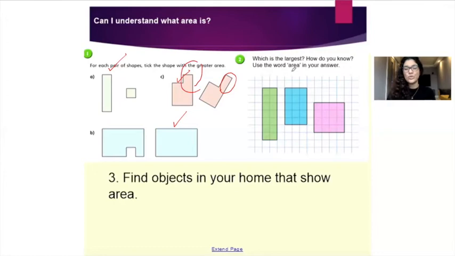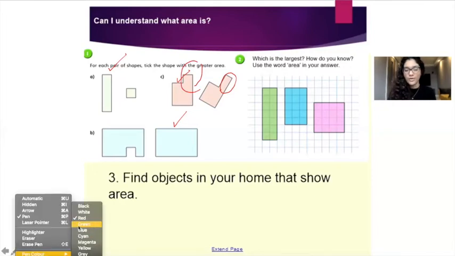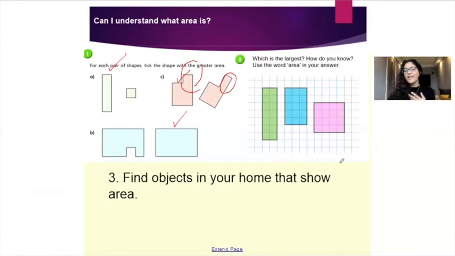Now, part 2, which is the largest and how do you know? So as much as having estimation and educated guesses, as much as that's a great idea, I really want to calculate it so I can come up with a proper, certain, definite answer. Now, the way to do that is just to work out the area of each shape individually. So let's work out the area of the green shape. I'm going to count the squares that are inside of it.